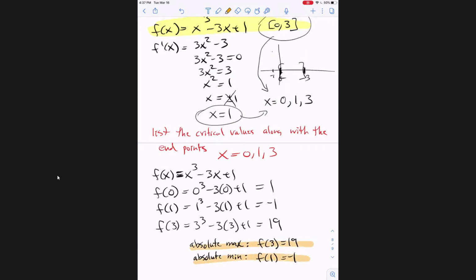So you're guaranteed a max and a min. Sometimes you can have two guys tied for the max. So then they would both be the max.